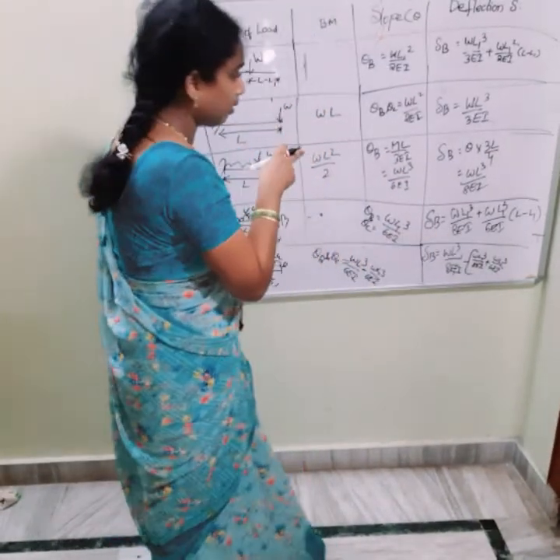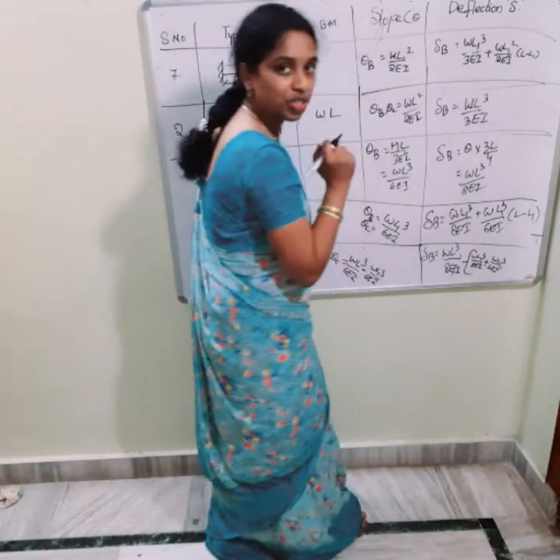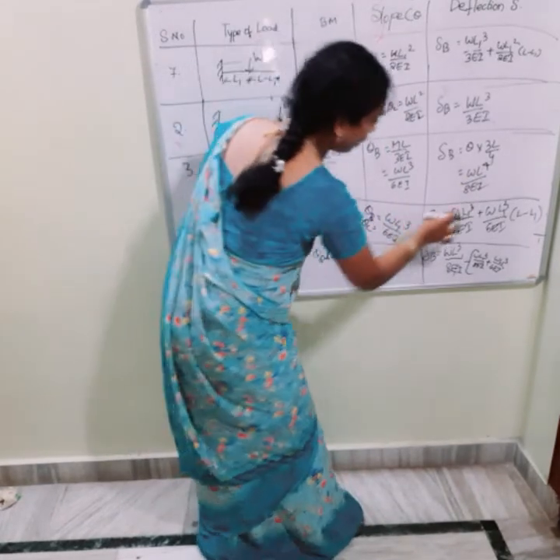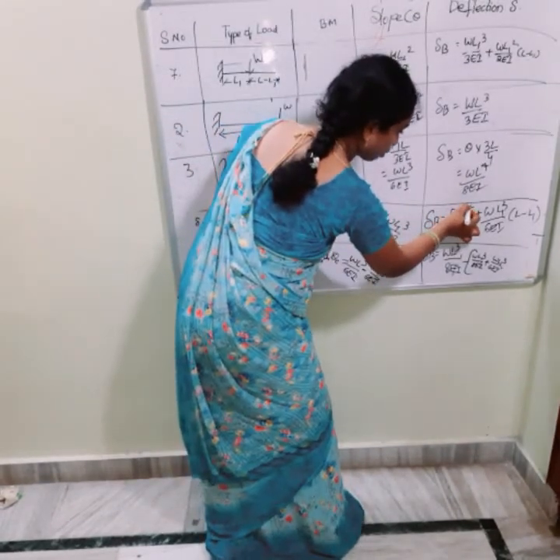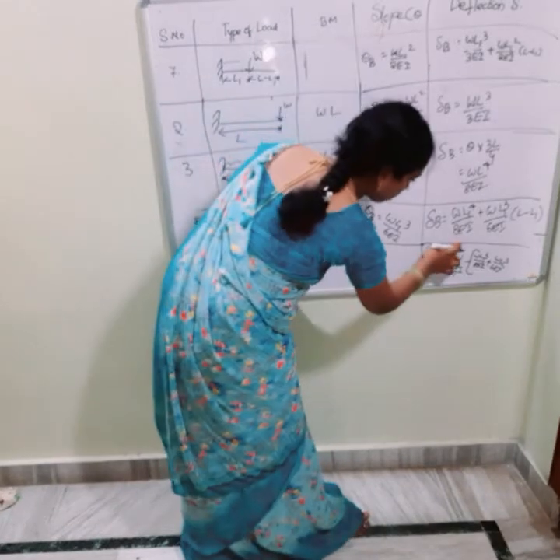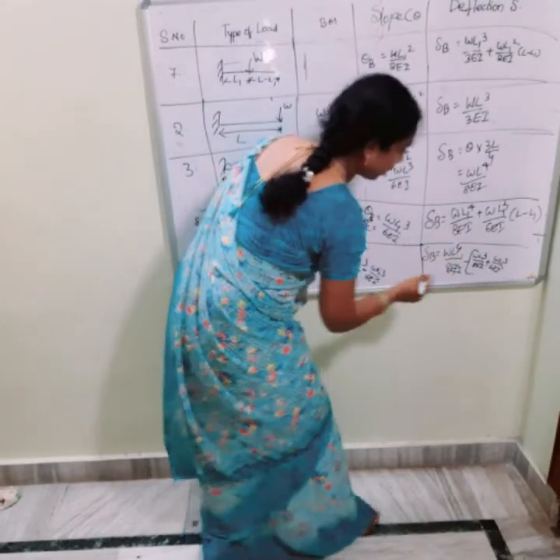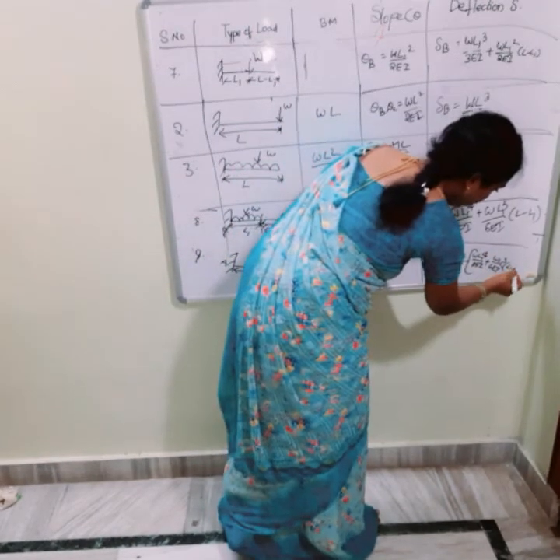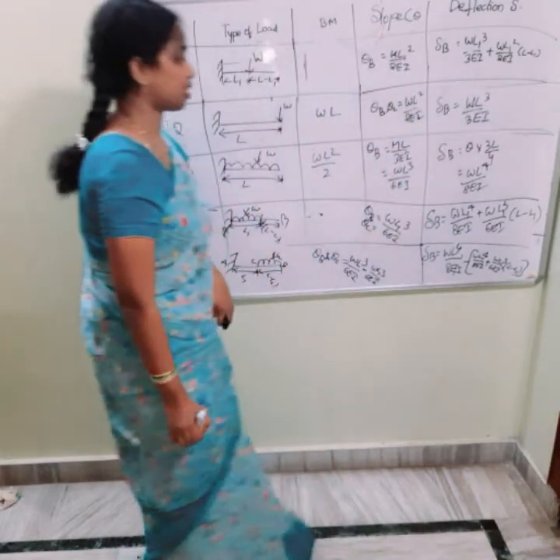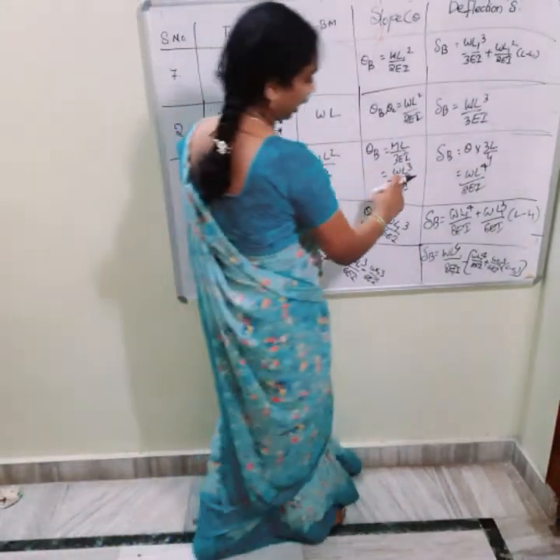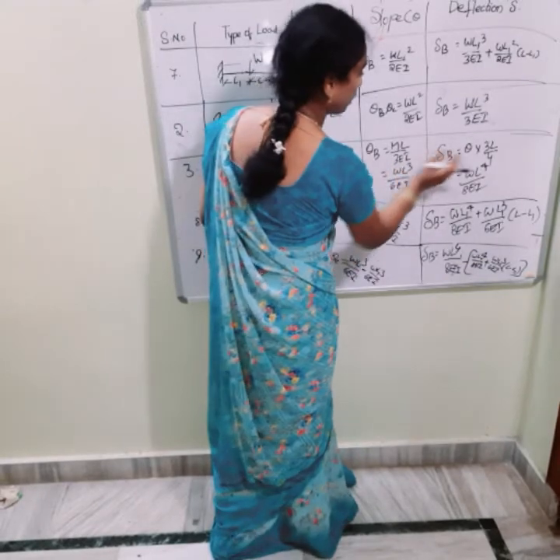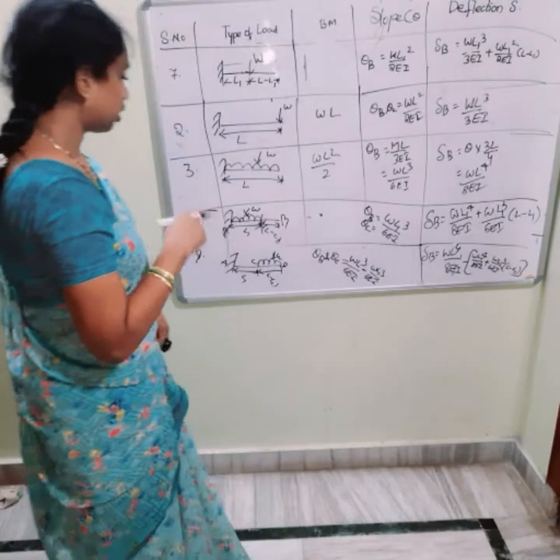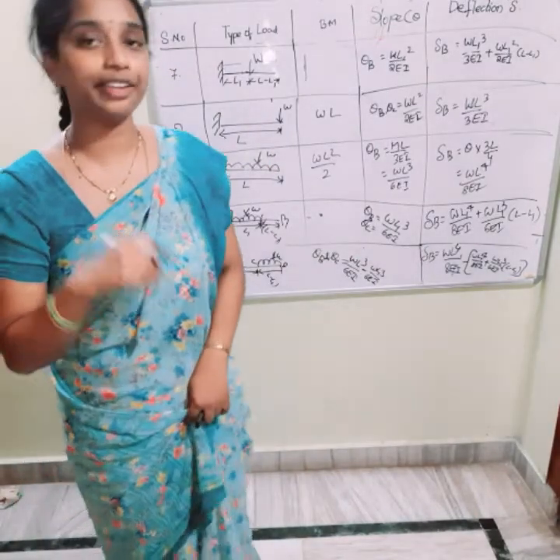See here, L cube into L, how much? L power 4, sorry, L power 4. So here also it will be L power 4, right? Here L power 4 by 8EI, and here L power 4 by 8EI into L minus L1. Okay, this is my basic formulas. Once again I am saying, L cube into L is L power 4. I have mistaken, I am sorry. These are the 9 basic formulas.